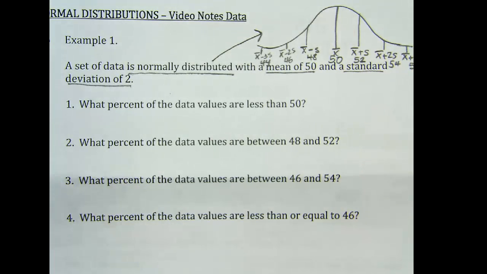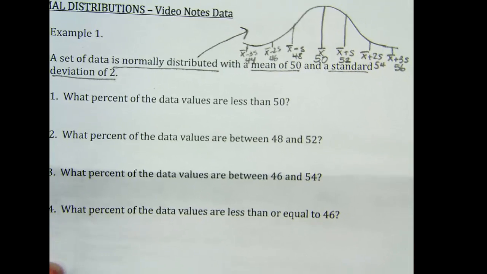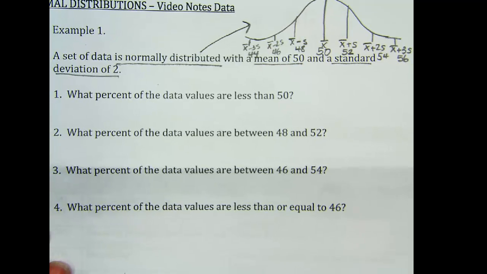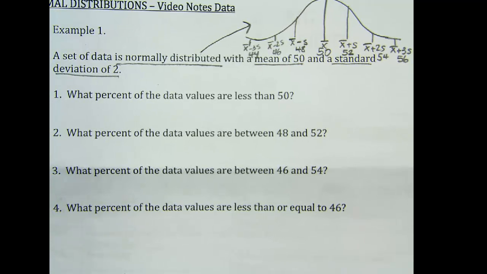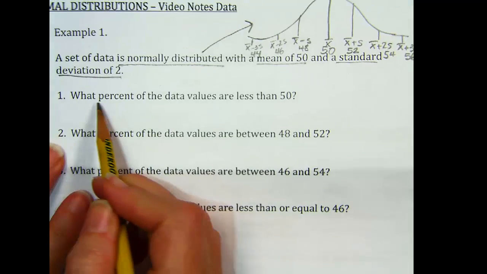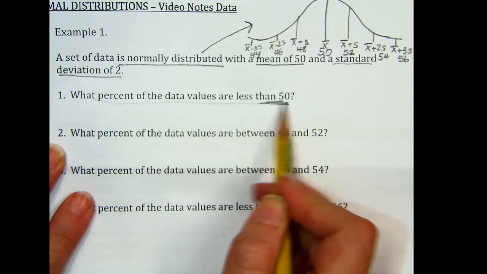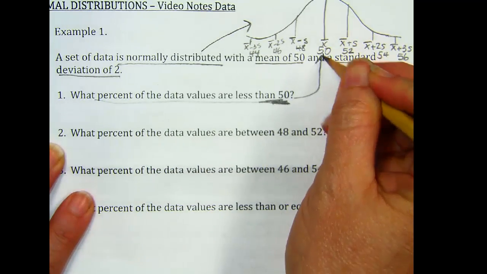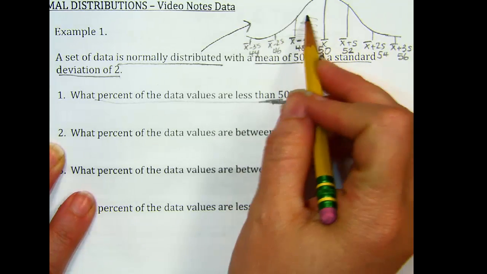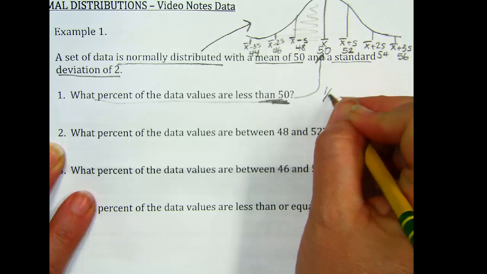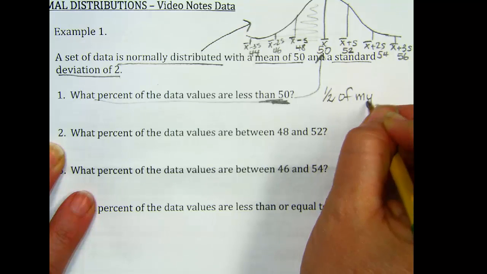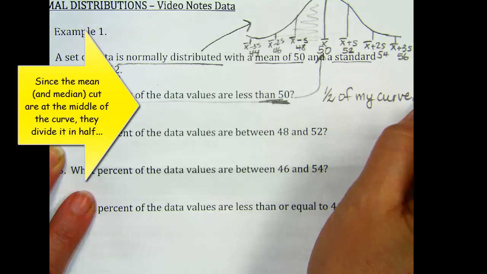Okay, now that you have a well-labeled picture, you can start answering questions about it. So for question number 1, what percent of the data values are less than 50? Well, 50 is our mean. And 50, the mean, cuts the model in half, which means 50% of our data values are less than that 50.